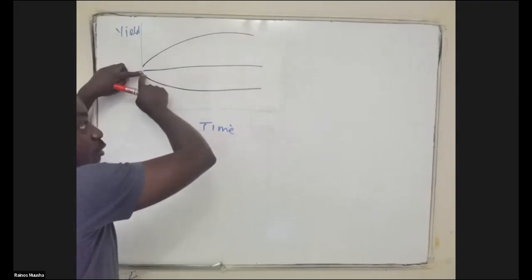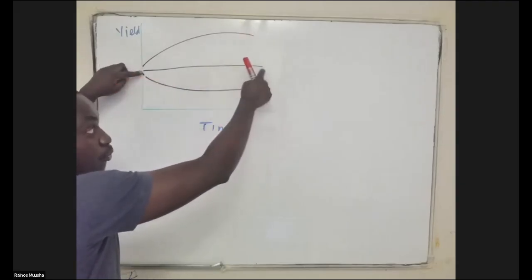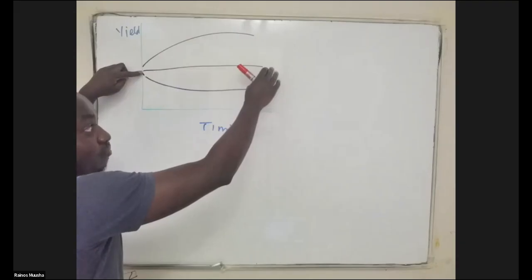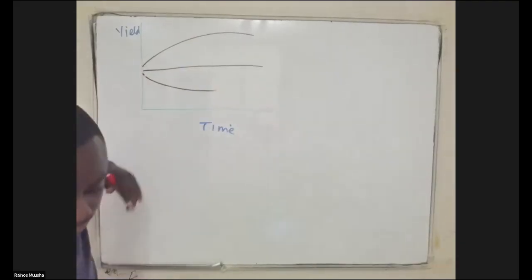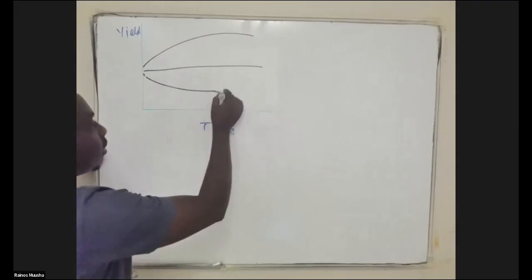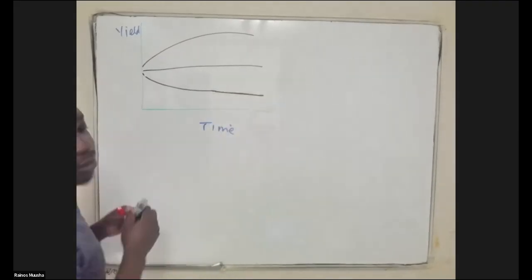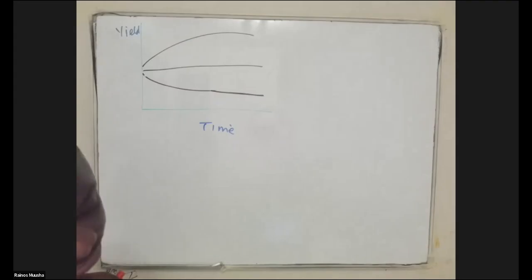And if the investor is expecting interest rates to remain the same going into the future, the yield curve will be flat. And if the investor is expecting interest rates to decline going into the future, the yield curve would be downward sloping. That's basically what the expectations theory states there.